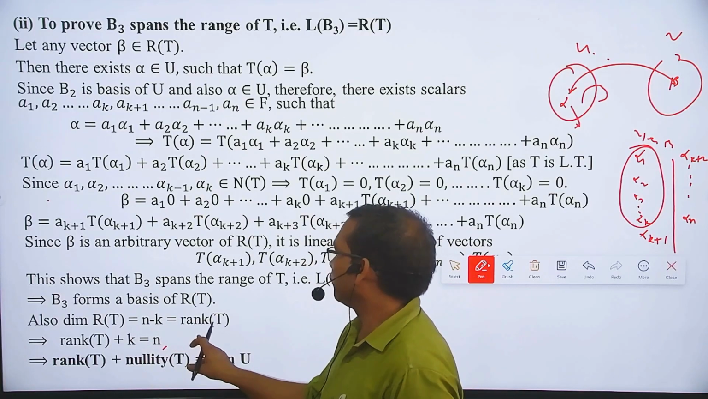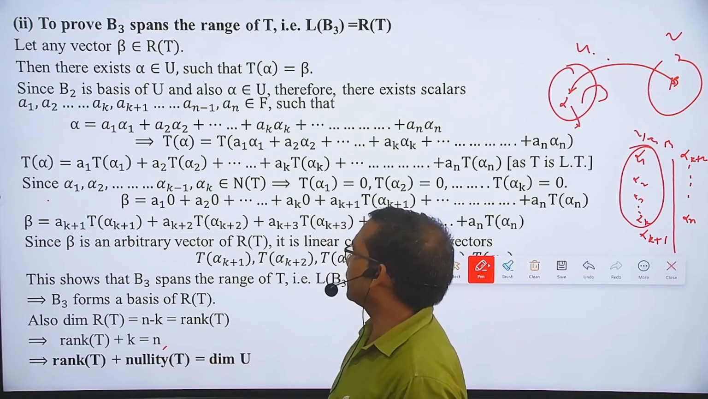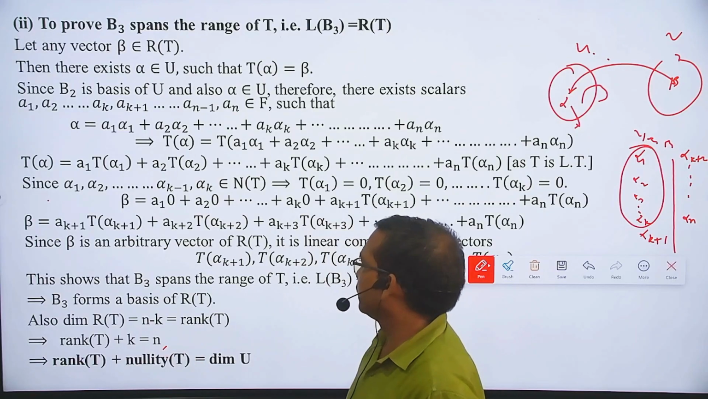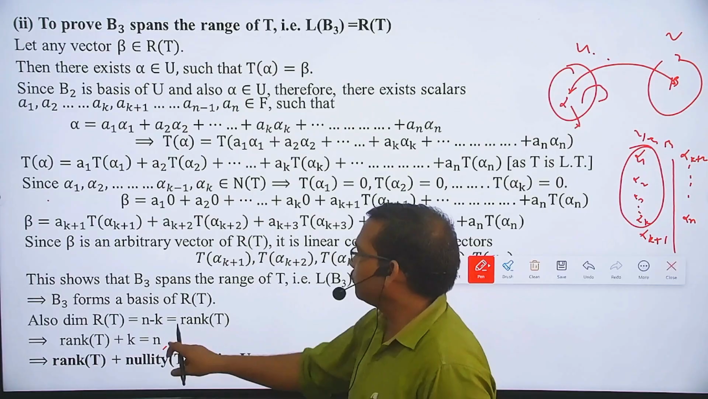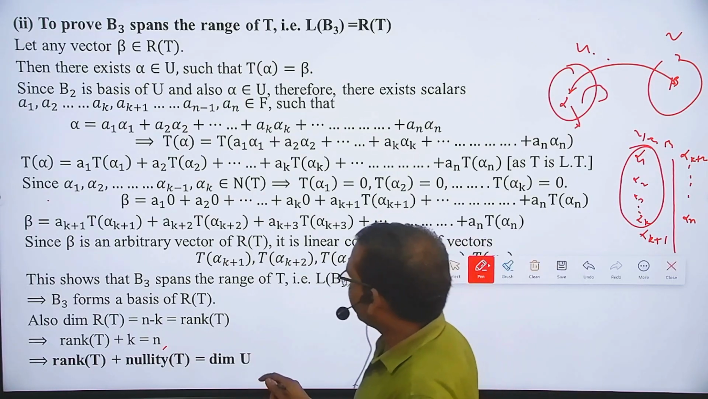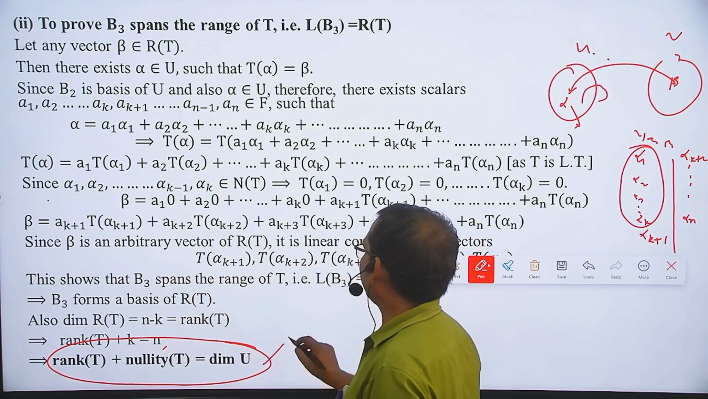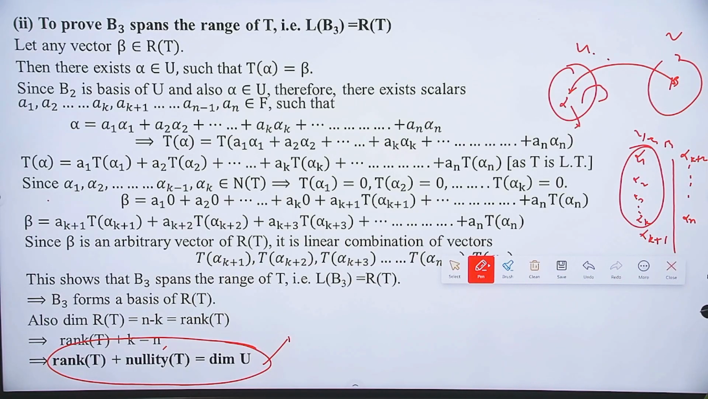Taking k to the right-hand side, we get rank T plus k is equal to n. Rank T plus k is what? k is the nullity of T, and n is the dimension of U. This represents the rank nullity theorem. This is the proof of the rank nullity theorem.